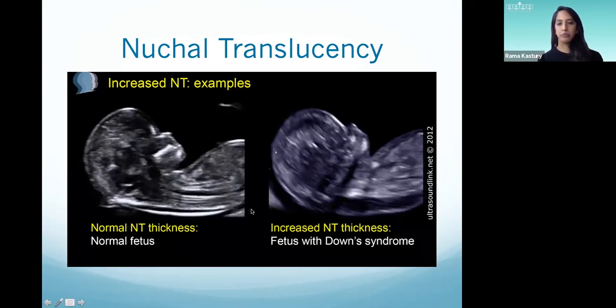Again, this is another picture of the nuchal translucency. Just wanted to show a normal nuchal translucency here. And then this is just an example of an increased or thickened nuchal translucency.